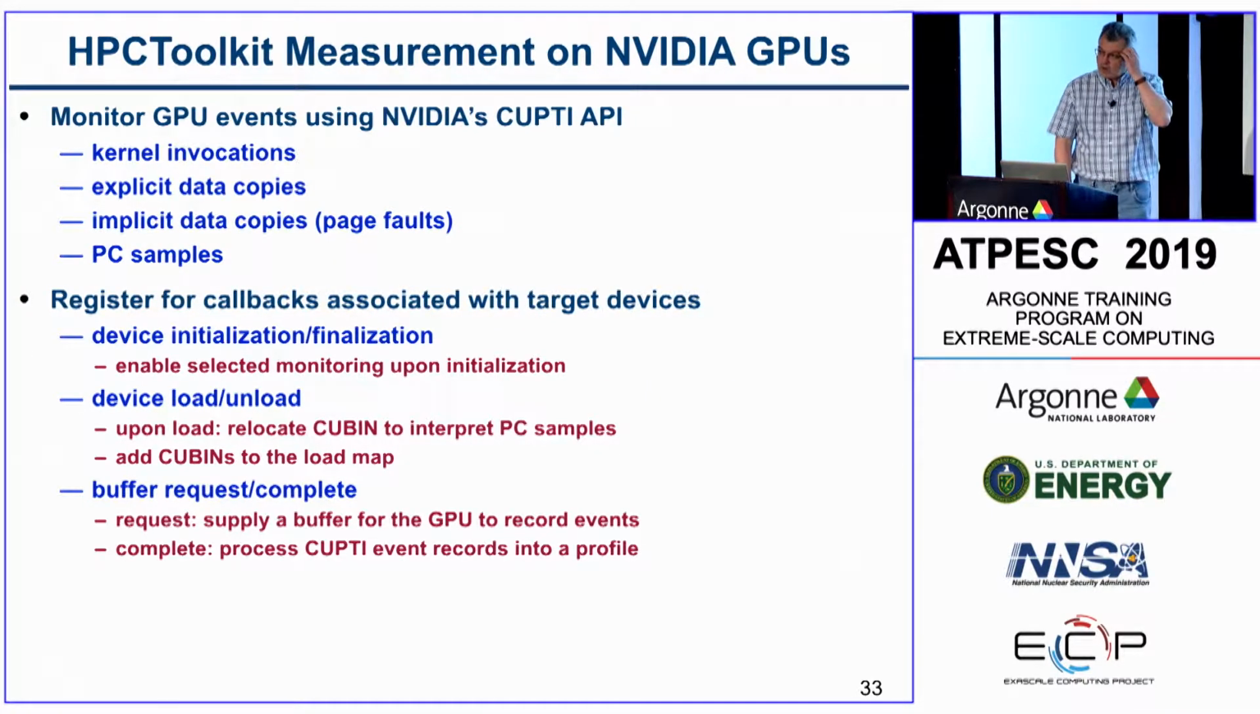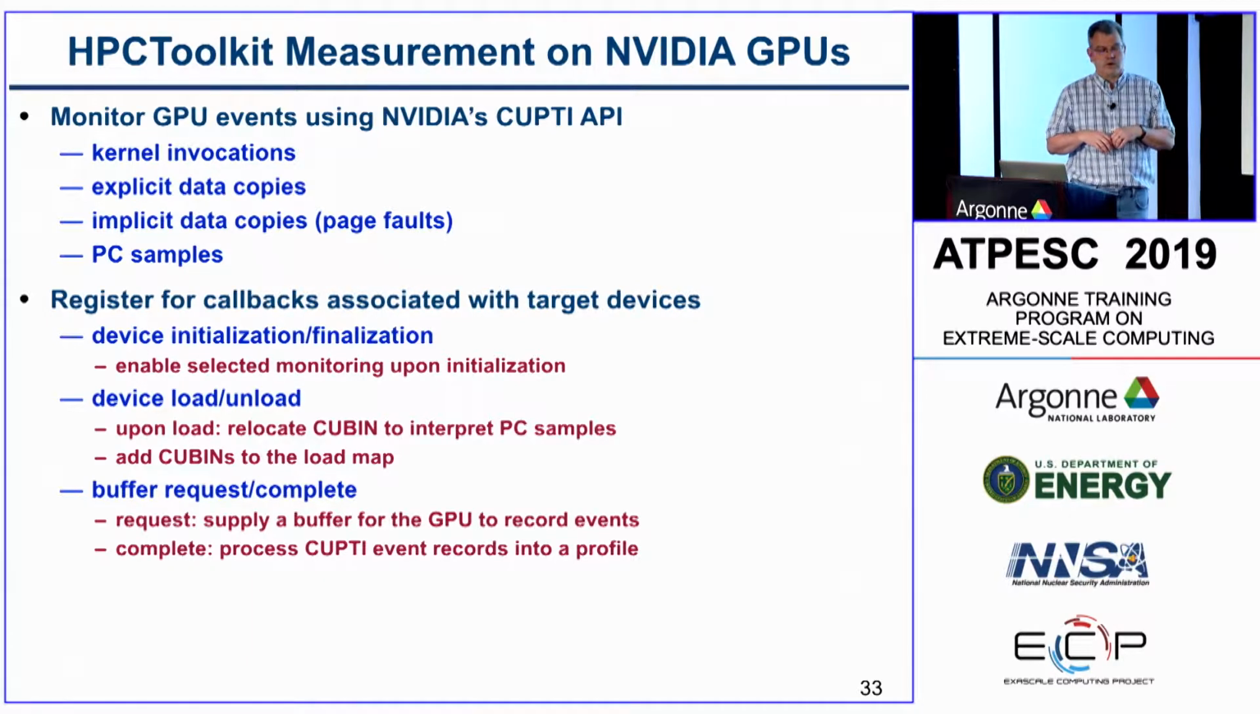The last thing I wanted to mention briefly is that we've been building some support for measurement on NVIDIA GPUs. What we're measuring are kernel invocations and data copies, and a unique thing that we're measuring is PC samples. These are program counter samples on the GPU. Actually, NVIDIA's performance monitoring library is measuring this. What's unique about our tool is the way that we're interpreting this.